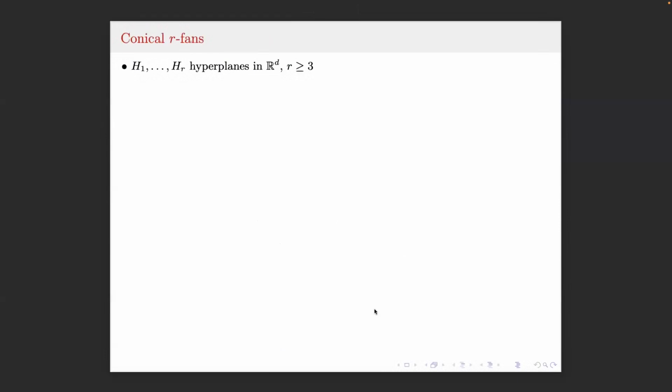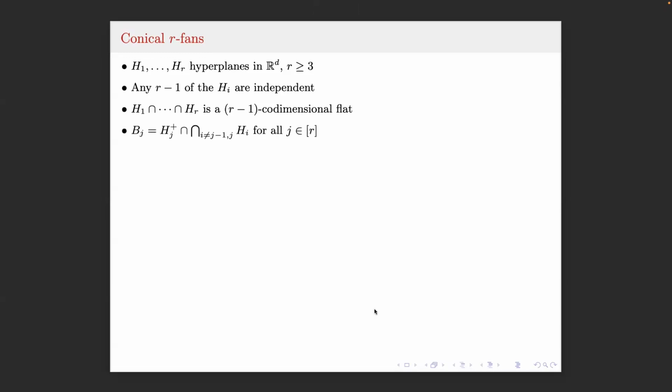Okay, so the results that we have are for 2 types of fans. The first I'm going to call a conical fan, and that's given by a hyperplane arrangement. So let's suppose we have R hyperplanes in R^D, R at least 3. And let's suppose that any R minus 1 of the hyperplanes are independent, in the sense that their normal vectors are independent. But all R of them are not, so that they are dependent, and also their intersection is non-empty, so that I have an R minus 1 codimensional flat.